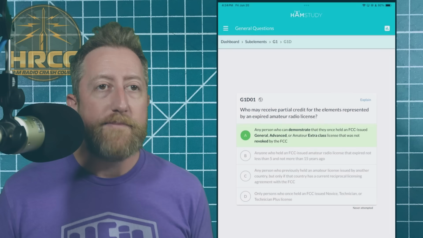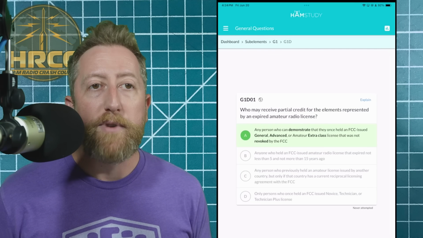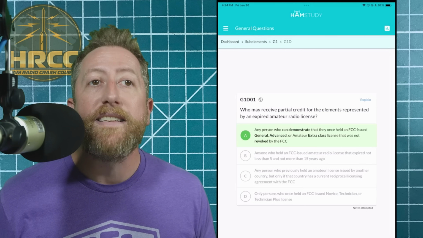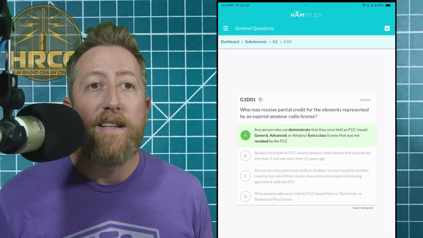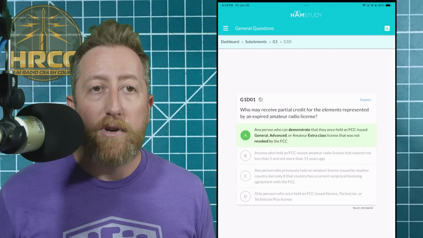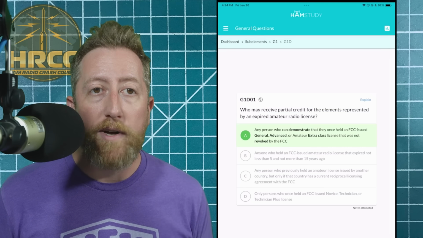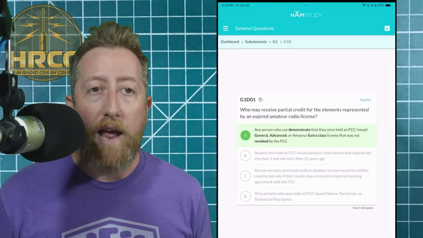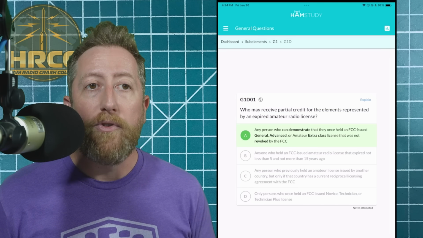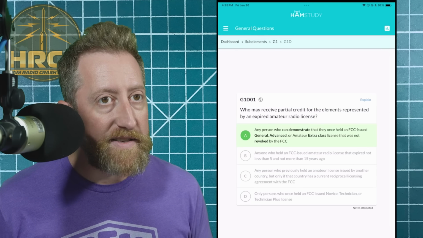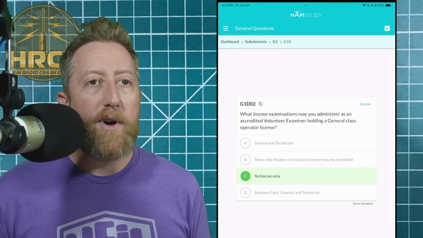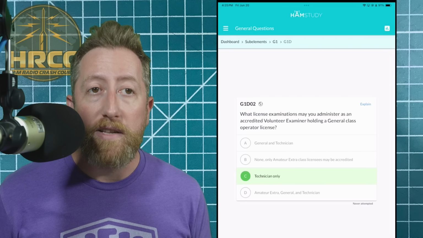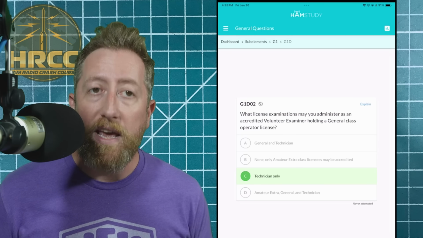Moving on to D. Question 1. Who may receive partial credit for the elements presented by an expired amateur radio license? Any person who can demonstrate that they once held an FCC-issued general, advanced, or amateur extra license that was not revoked by the FCC.